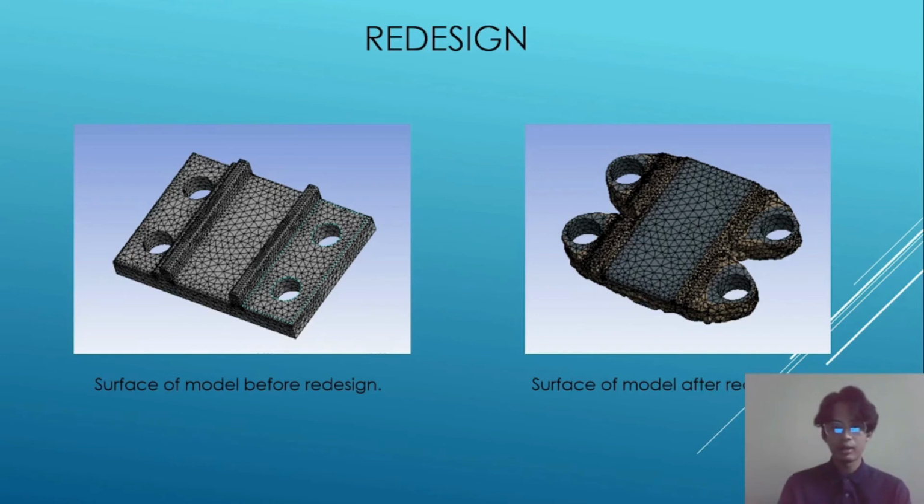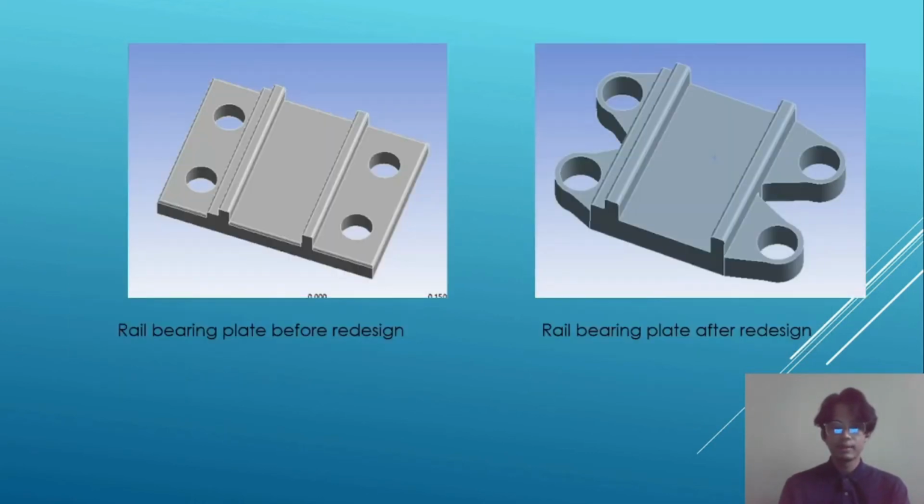Next, after we finish the topology optimization, we must redesign our model into a new model. From the left is the surface before the redesign, and the right is the surface of the model after redesign. This is the model we have to create after the redesign, and the left is the before and the right is the after.